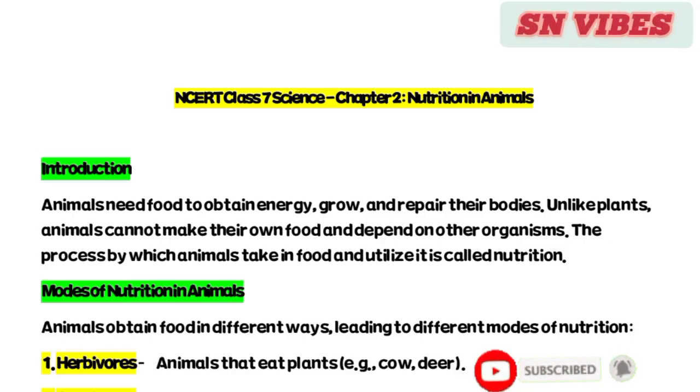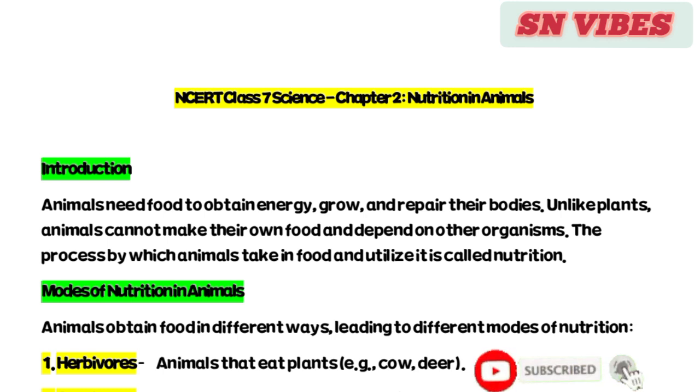So today let us deal with the NCERT class 7 science chapter 2, that is nutrition in animals. First let us go through the introduction. Here the animals need food to obtain energy, growth and to repair their body. As usual, animals, plants and human beings, all living organisms need energy, growth, repair and all. So for these things the main thing is we have to get the food.